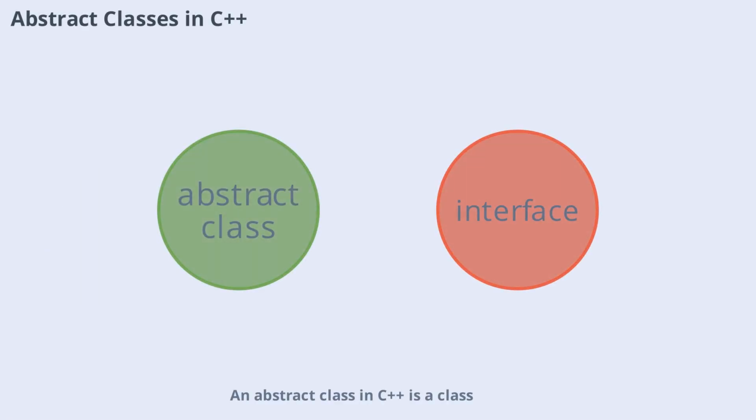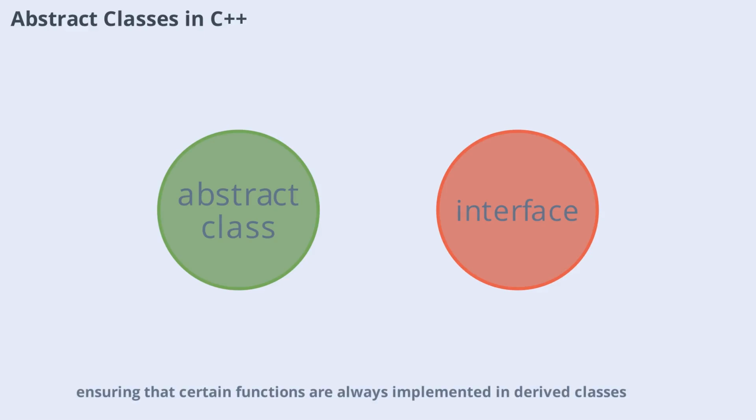An abstract class in C++ is a class that contains at least one pure virtual function. You cannot create objects of an abstract class directly. Instead, you use it as a base for other classes, ensuring that certain functions are always implemented in derived classes. This is a powerful way to define interfaces and enforce design contracts.